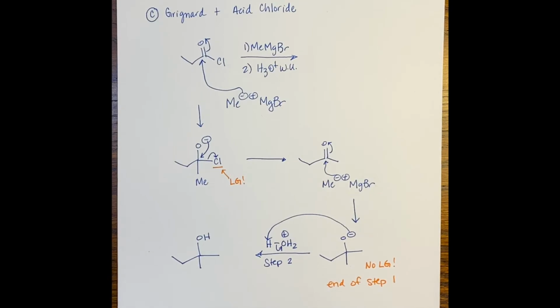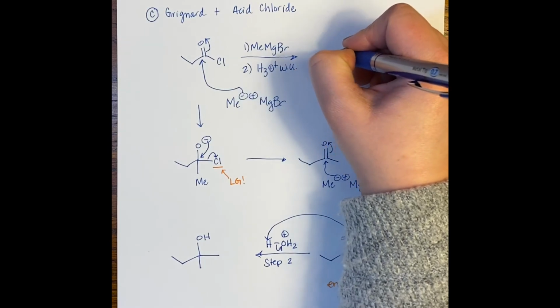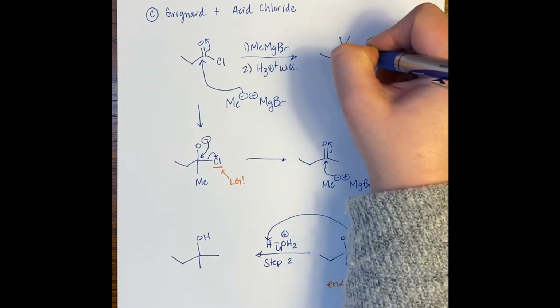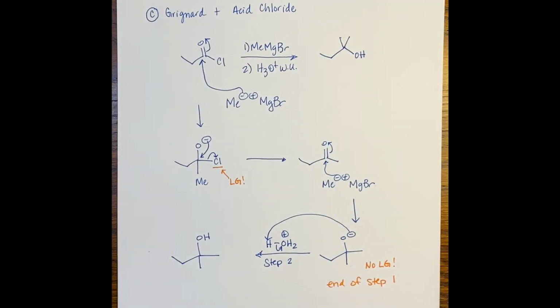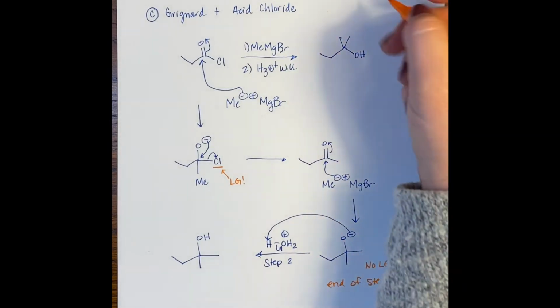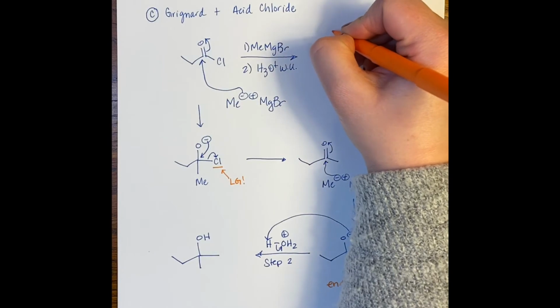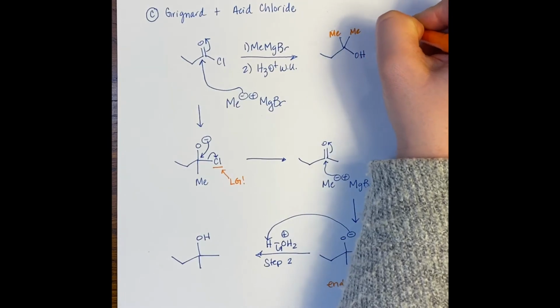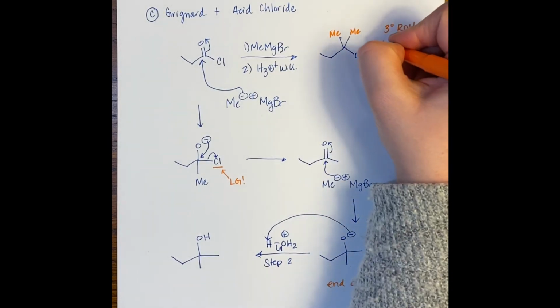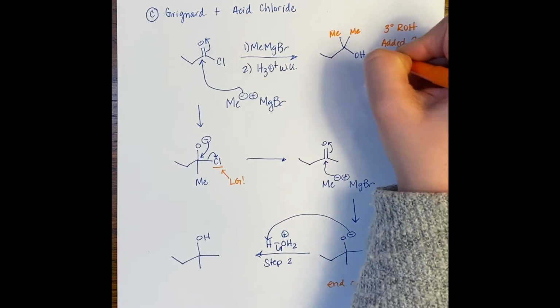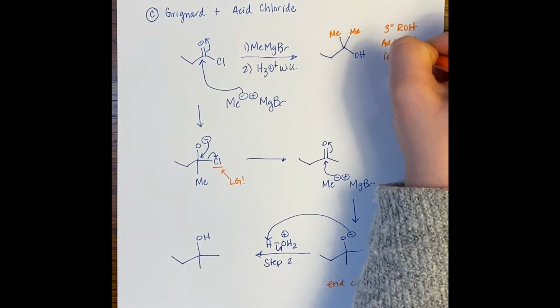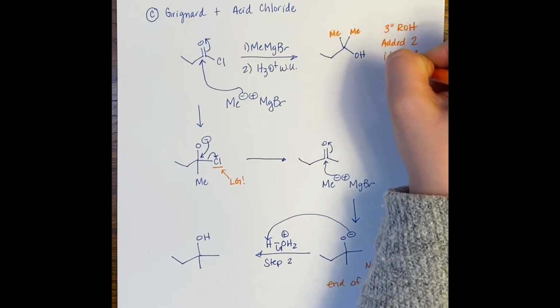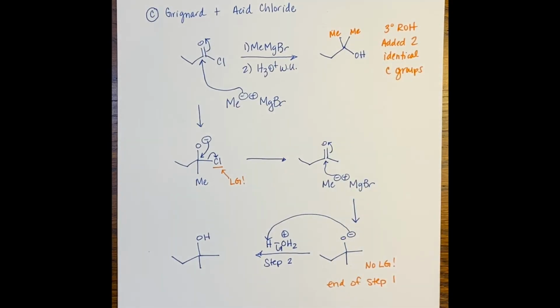Now, as we think about the product of this reaction, it is a tertiary alcohol like this one here. And during the course of this reaction, we made 2 carbon-carbon bonds. I made a carbon-carbon bond to that methyl group and this methyl group as well. So I made a tertiary alcohol out of this reaction, and I added 2 identical carbon groups in this reaction. I made 2 carbon-carbon bonds, and they were with identical groups.